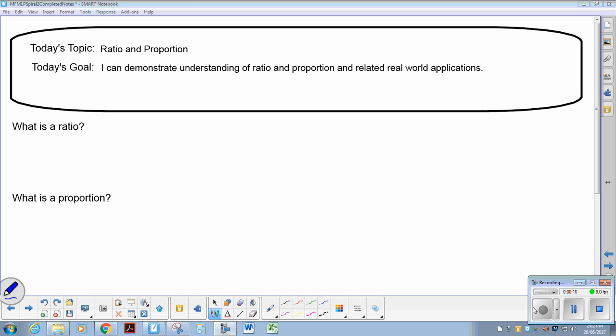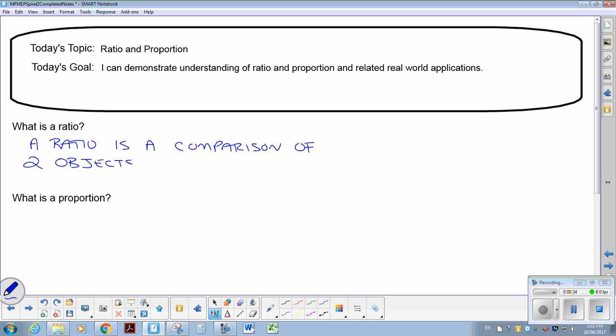What is a ratio? So a little bit of writing here. A ratio is a comparison of two objects. And off to the side, we'll do an example over here. So like we said in the previous video, we could do boys to girls, or we could do milk to Cheerios. And the nice thing is, you don't have to have the same units for a ratio. The units can be whatever they are.